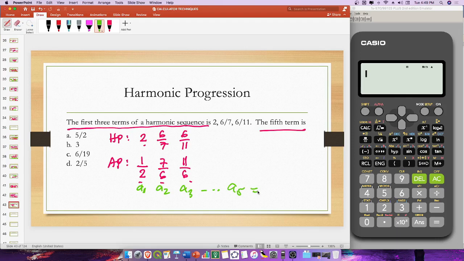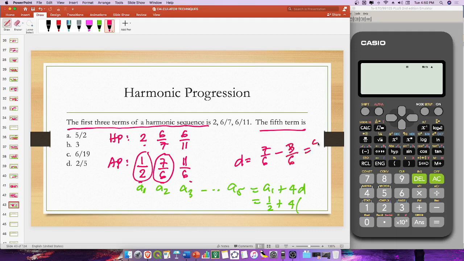To look for A5 using arithmetic progression, this is just A1 plus 4d. We know A1, which is 1/2, but we don't know d. So we need to solve for d. How are we going to solve for d? We need to subtract 1/2 from 7 over 6. So d is 7 over 6 minus 1/2. 1/2 can be represented by 3 over 6. Then that will be 4 over 6 or 2 over 3. That is your d.